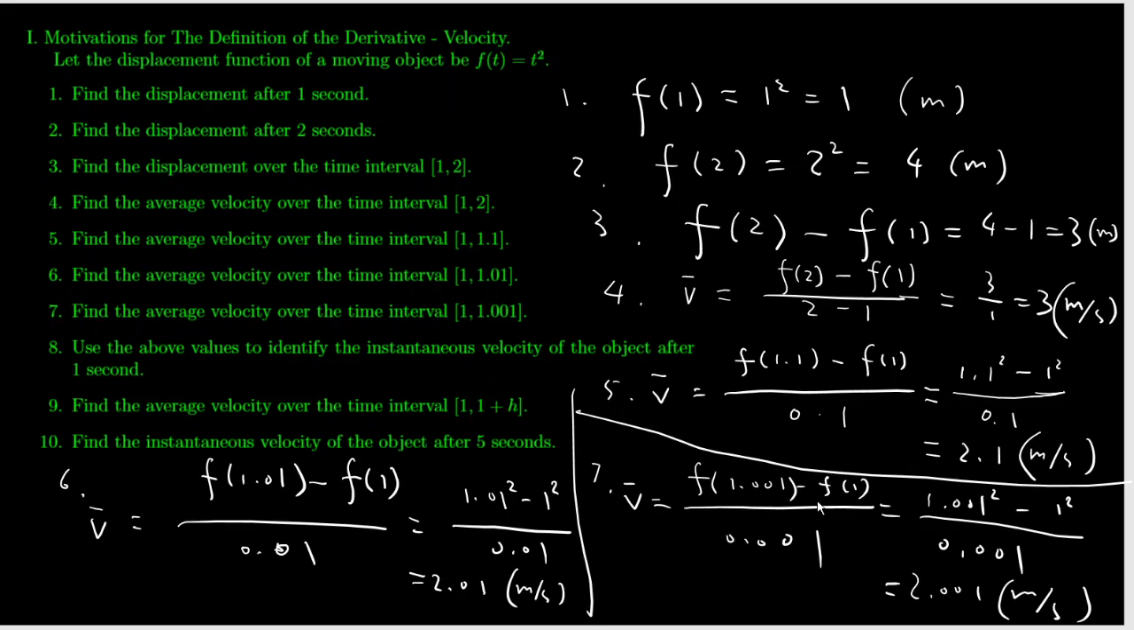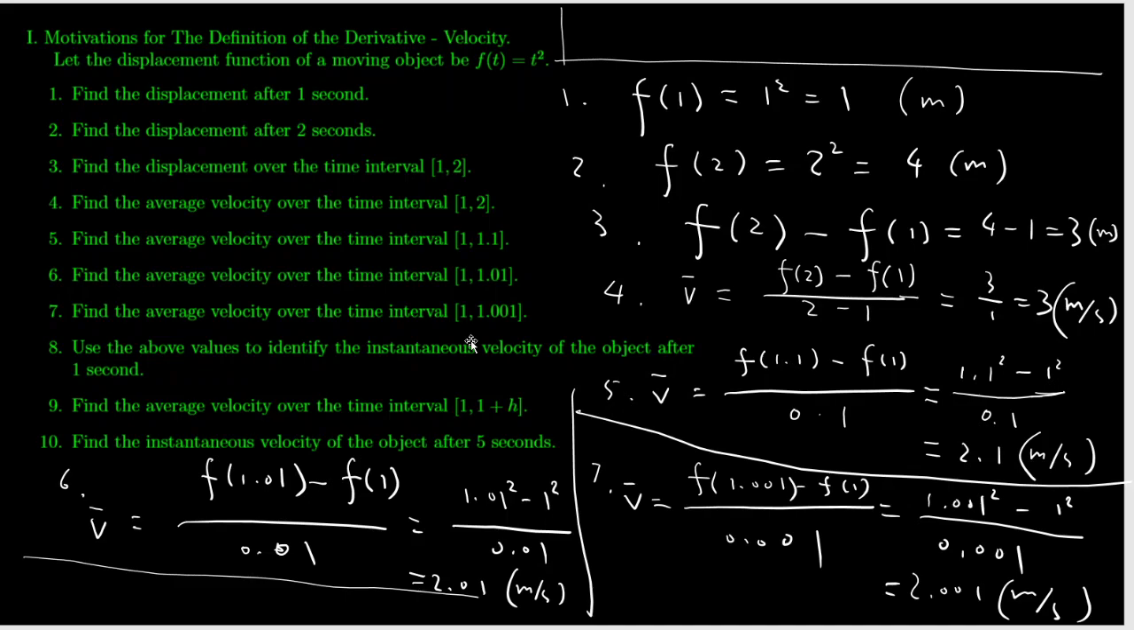Now we are going to answer question number 8. It's kind of an important question. All of you told me, and I'm going to repeat your answer: as the time interval gets shorter and shorter, the average velocity v bar gets closer and closer to the number 2, in meters per second. I hope it makes sense.